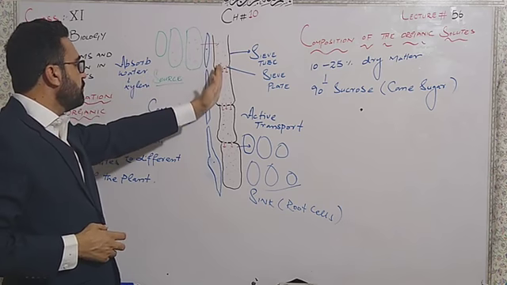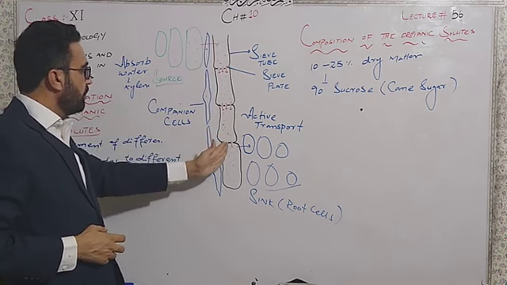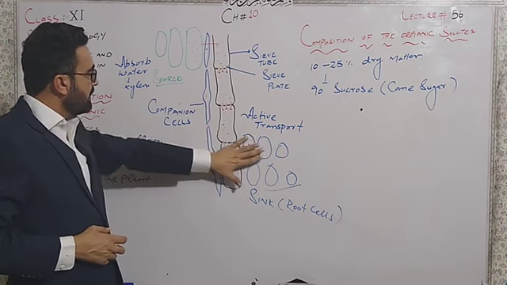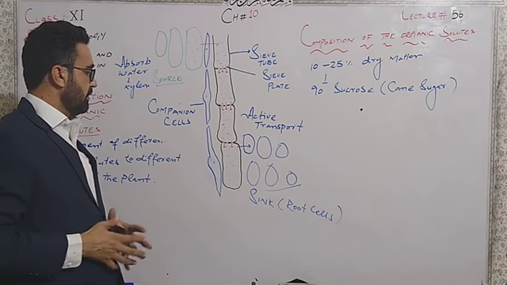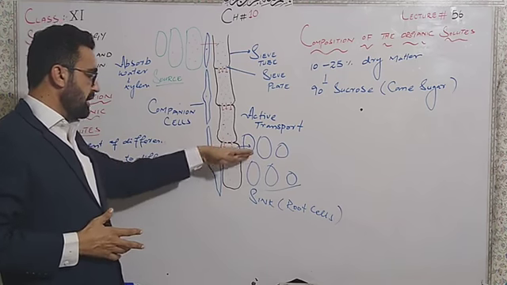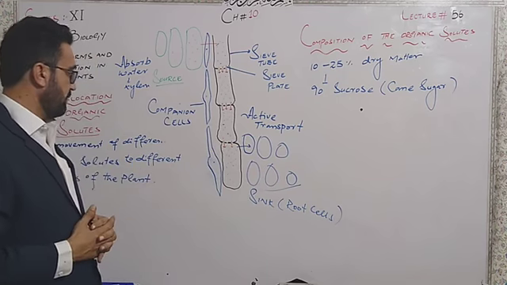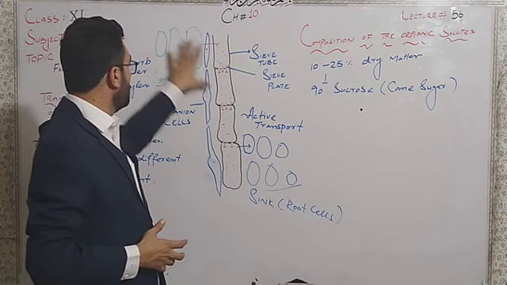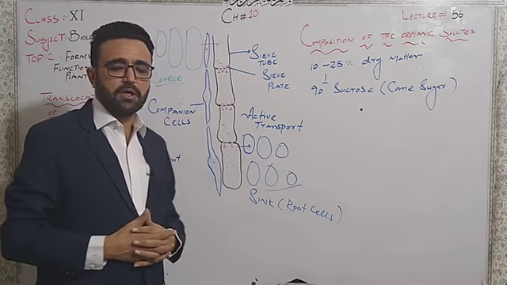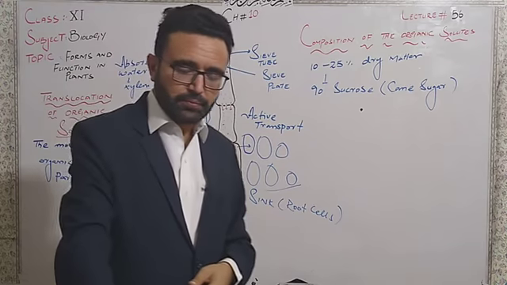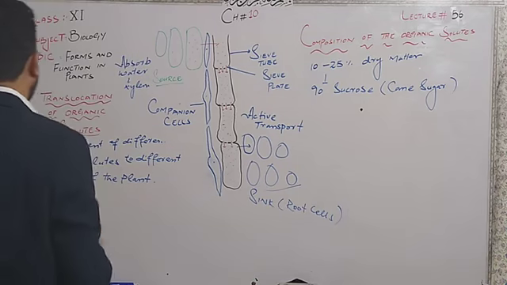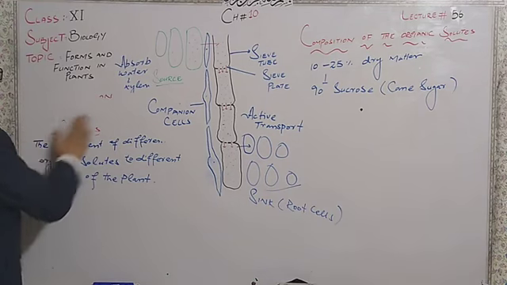And this food will move through the body of the phloem, and when it reaches the sink or the root cells, unloading will occur with the help of active transport, and in this way the food will move from the source to the sink. So that was all about the pressure flow mechanism. Now the next topic we have is growth and development.